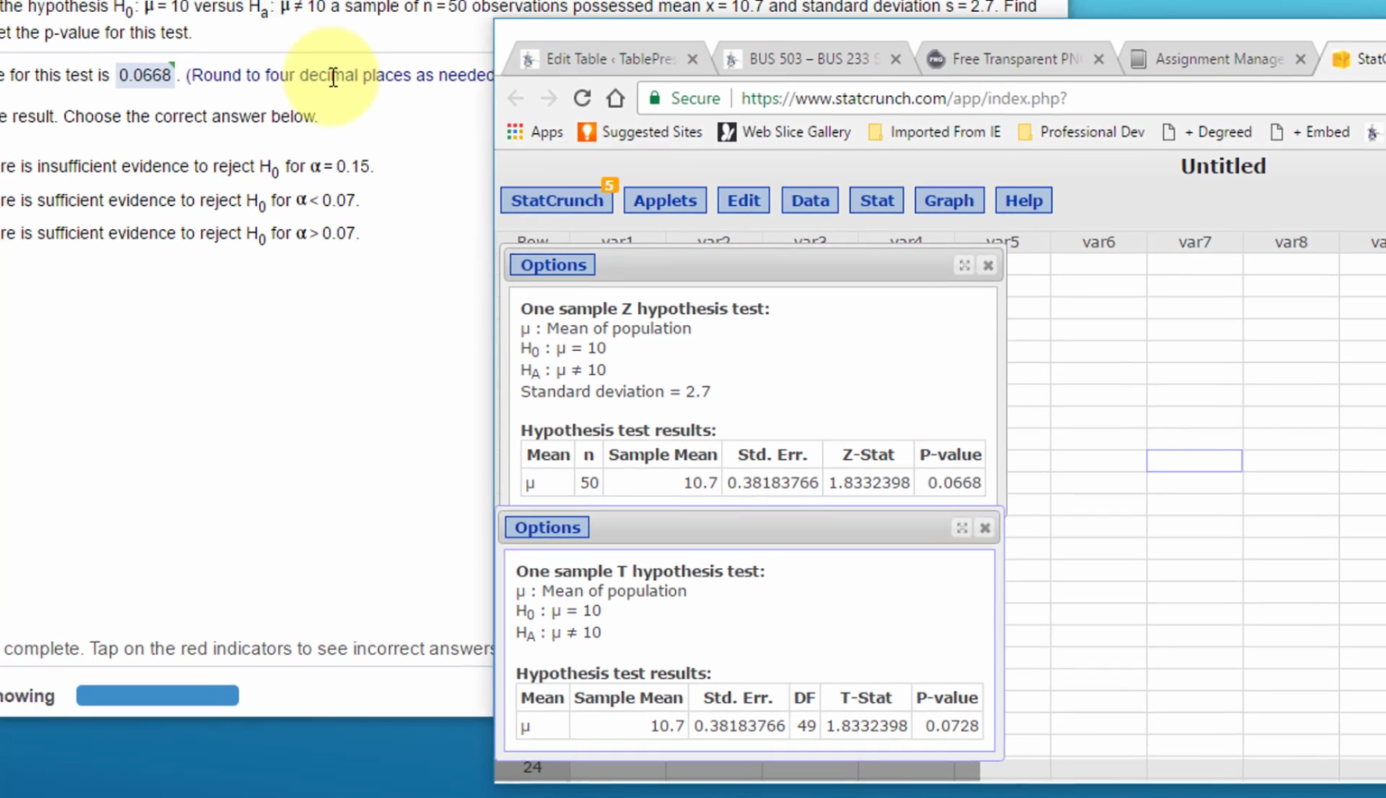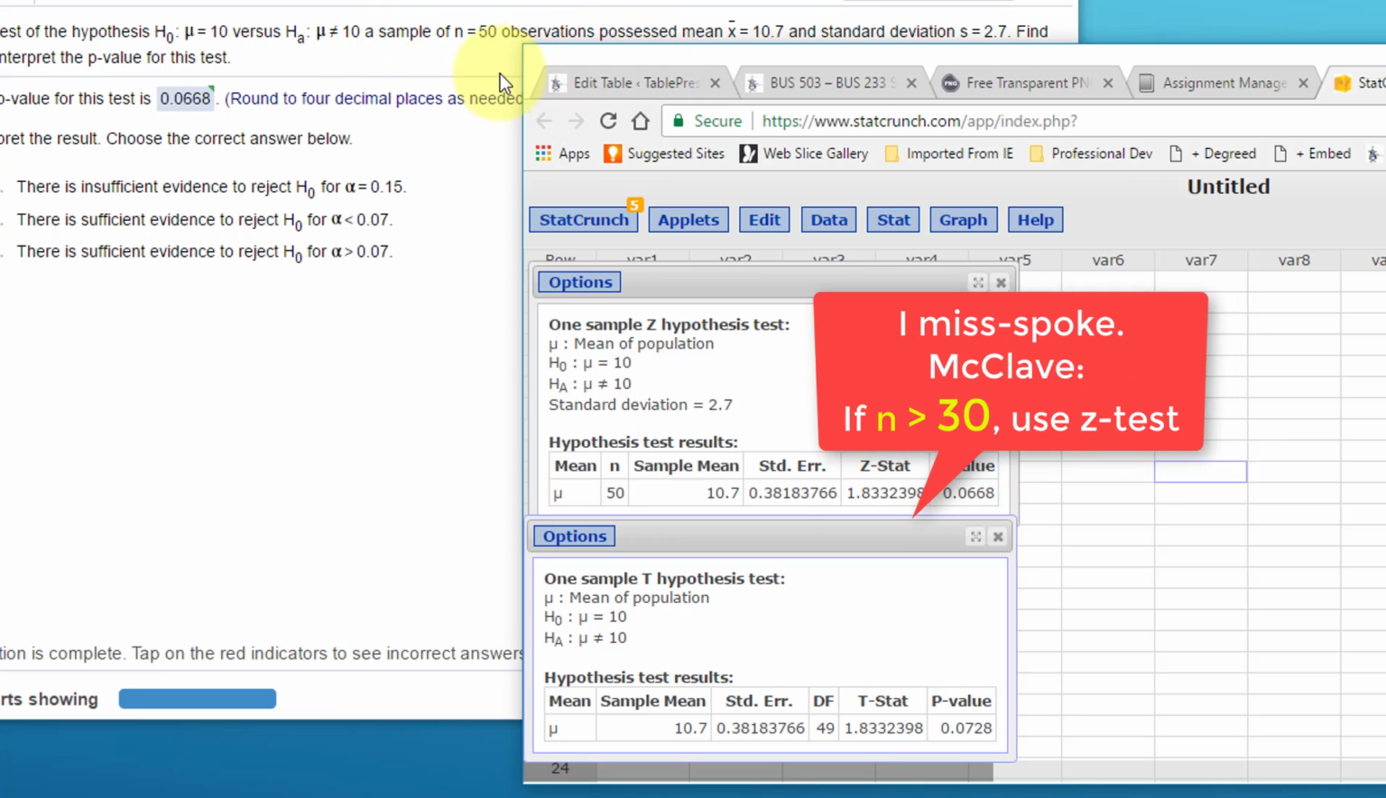And just to refresh you again, McClave says, and it's McClave's book for our course, if n is greater than 30, even if you don't have the population standard deviation sigma, you can use the z-test.